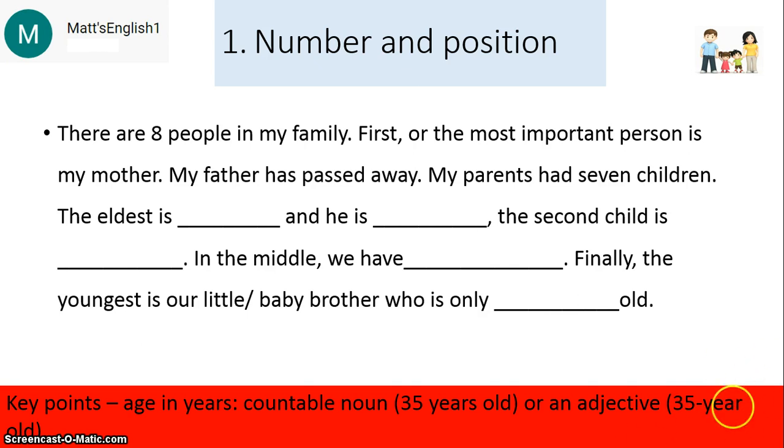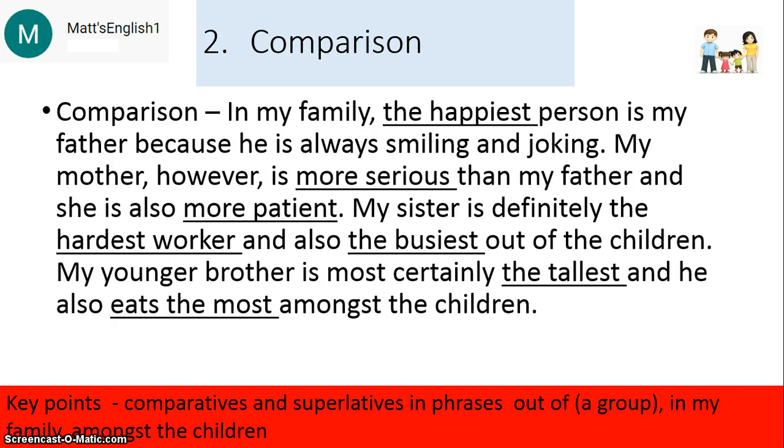Sorry, my mouse. A 35-year-old person, without the S. So that's important to note. A lot of people make mistakes in writing, in speaking, especially in tests like the IELTS, PTE, TOEFL. Many people have problems with this. So just remember, there are nouns. Years can mean nouns, or it can be used as an adjective as well.